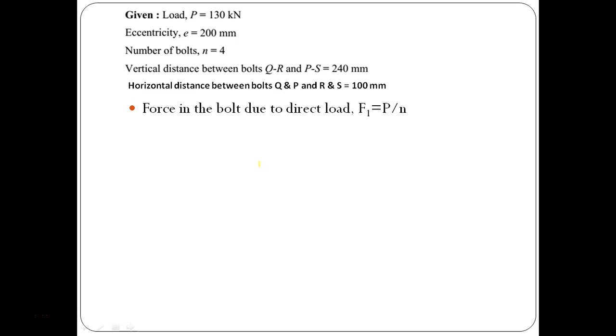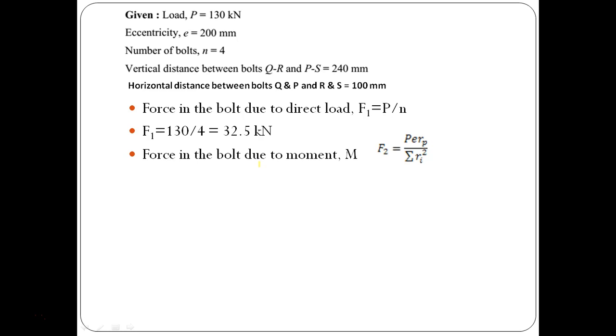If we wish to calculate the force in the bolt due to direct load, that will be equal to the load divided by the number of bolts. So the load is 130 divided by the number of bolts, there are 4, so that comes out to be 32.5 kN.